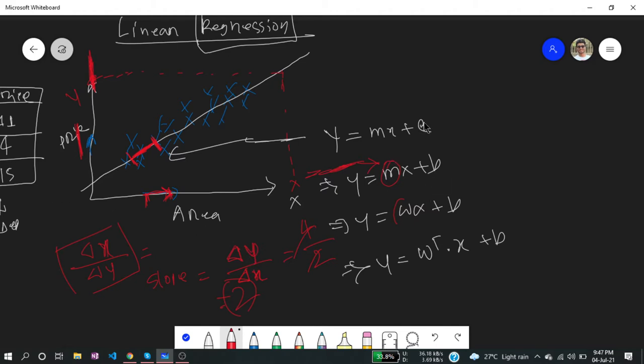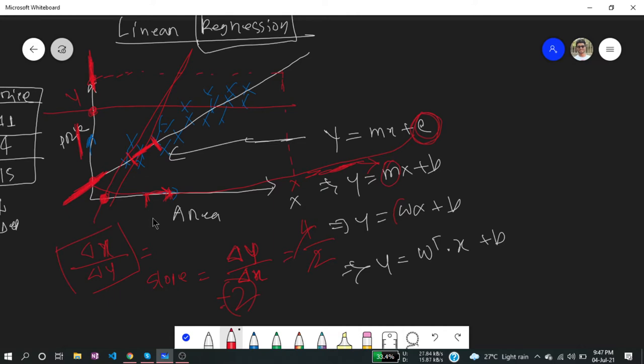And what is the c here? C is an intercept. This line is intersecting at this point, right? But it can also intersect at that point. It can also intersect at that point. Yes, right? There might be lots of lines.